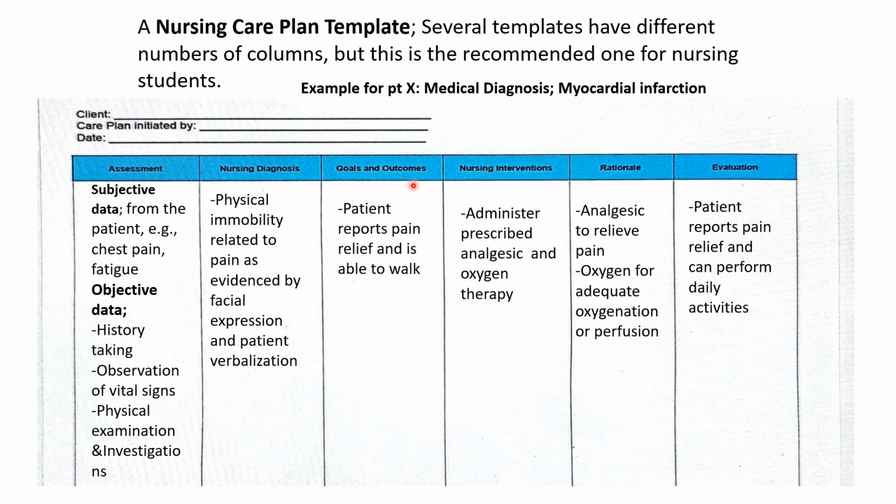Then goals and outcomes. Patient reports pain relief and is able to walk. So the goal is patient reports pain relief, and the outcome is patient being able to walk. The nursing intervention here is to administer prescribed analgesics and oxygen therapy. Rationale: analgesic is to relieve pain, oxygen for adequate oxygenation or perfusion. Then evaluation as the last column: patient reports pain relief and can perform daily activities.